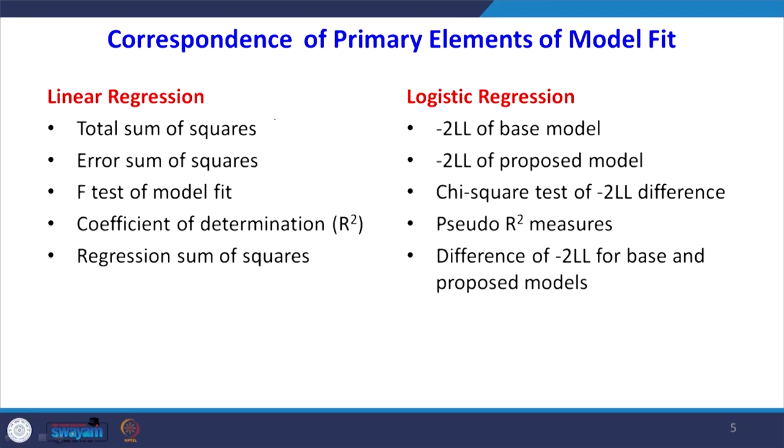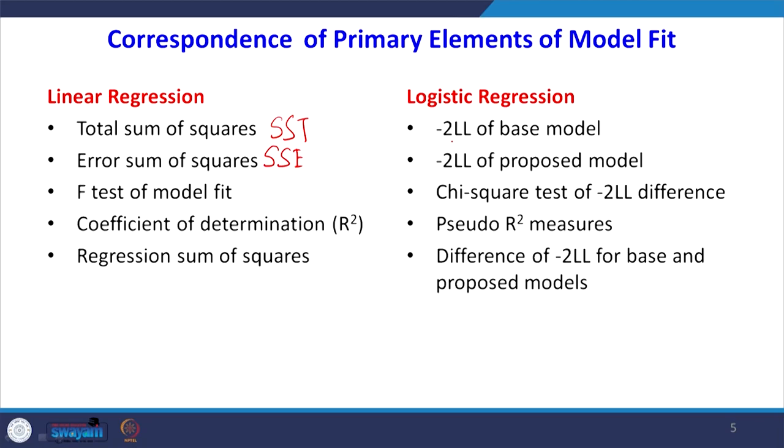We used to write SST, total sum of square, for linear regression. The equivalent term for logistic regression is minus 2LL, that is the log likelihood of the base model. Here you have to write SSE, error sum of square. The equivalent term in logistic regression is minus 2LL of the proposed model. I have explained the meaning of log likelihood in my previous lectures. In this lecture also, I will show you the software output where we can get this log likelihood value.